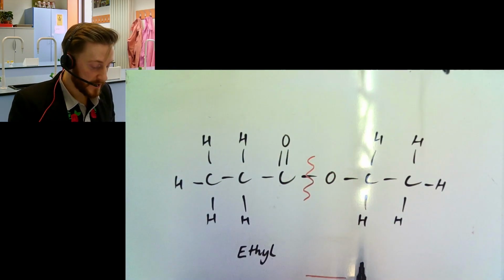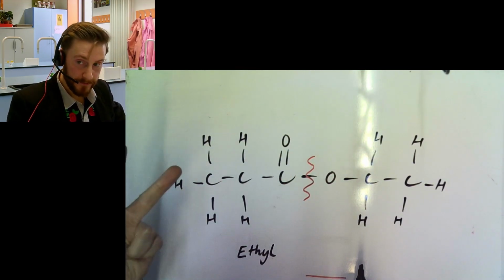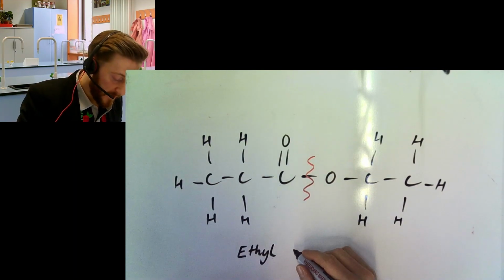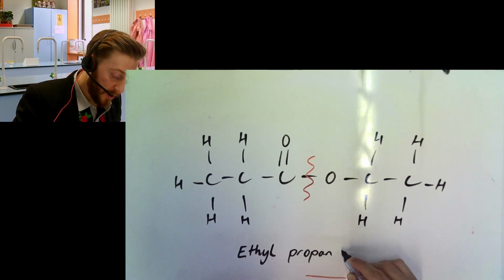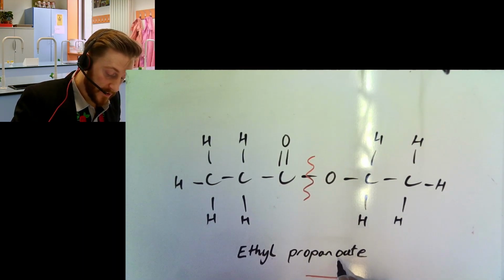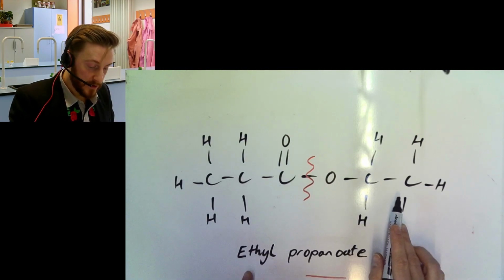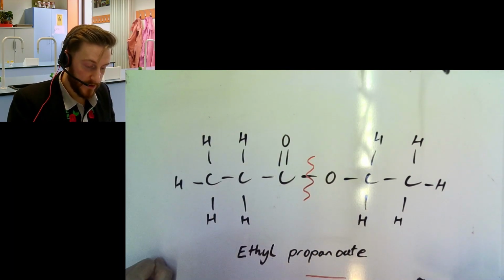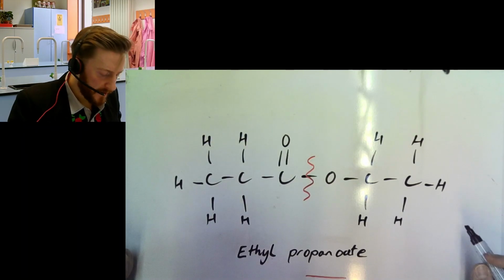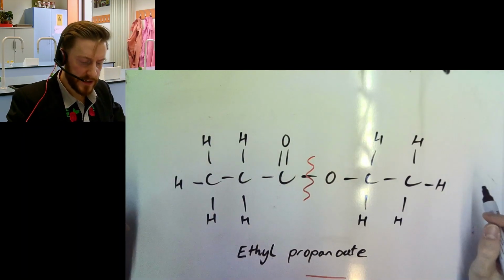So 3 carbons is meth, eth, prop. So prop is my third one. So this is an ethyl, prop, and oate. So all esters end in O-A-T-E, oate. Ethyl propanoate.